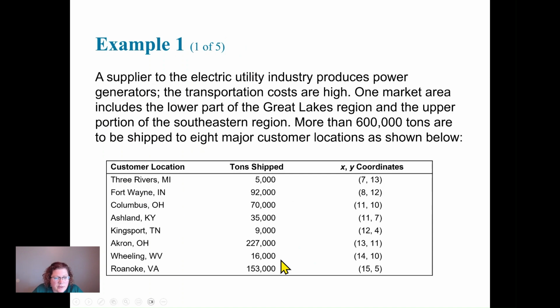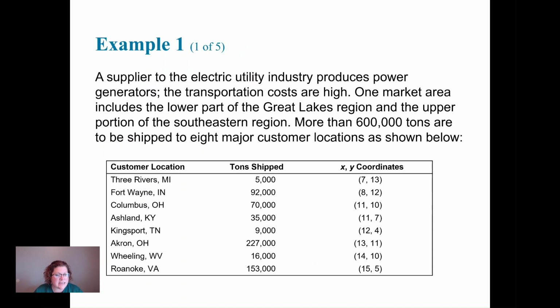Let's walk through an example that I think will help make sense of these calculations. We have a supplier to the electric utility industry that produces power generators. Transportation costs are high, so one market area includes the lower part of the Great Lakes region and the upper part of the southeastern region. More than 600,000 tons are shipped to 8 major customer locations.